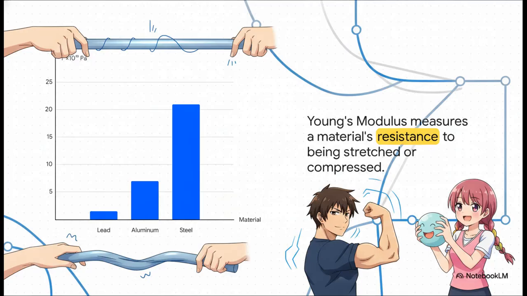Let's take stiffness, for example. Physicists call this Young's modulus, and it's essentially just how steep that initial straight line on the graph is. So you can see here, steel has a really high modulus. It resists stretching like crazy, which means it's super stiff. Lead, on the other hand, has a much lower modulus, so it deforms way more easily.